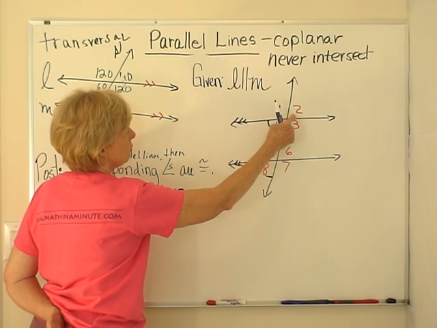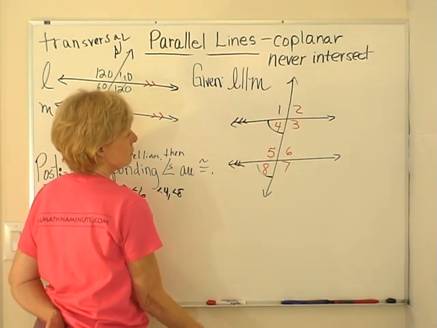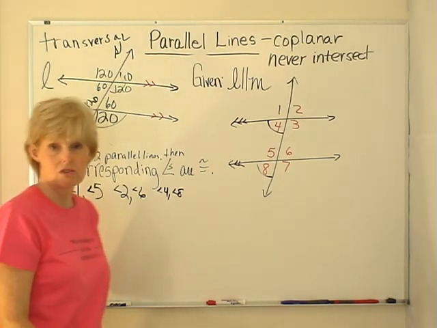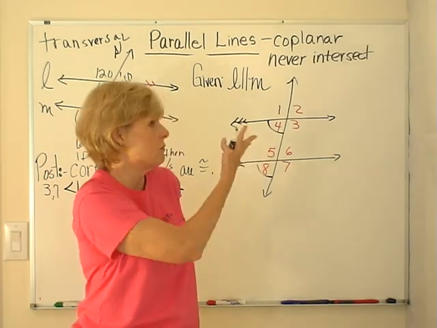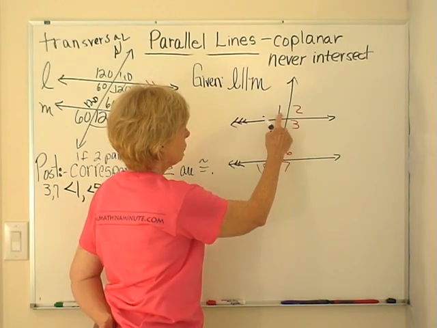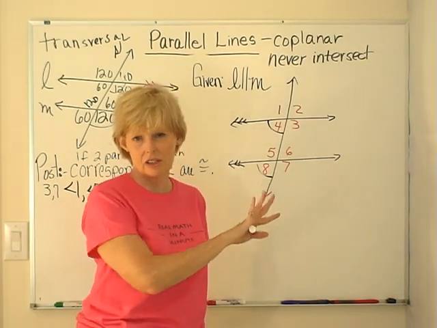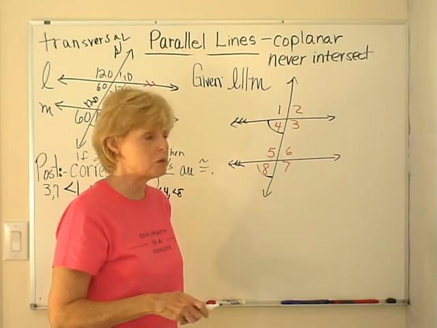So we just need names for our others. We already know vertical. 2 and 4 are vertical, 1 and 3 are vertical, 6 and 8 are vertical, 5 and 7. We already know those. We also already know linear pairs. Everywhere there's linear pairs. 1 and 2, and 1 and 4, and 3 and 4. Any two angles that make a line, lots of linear pairs. New names is what we're looking at.